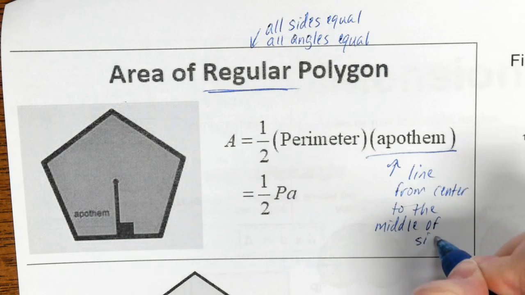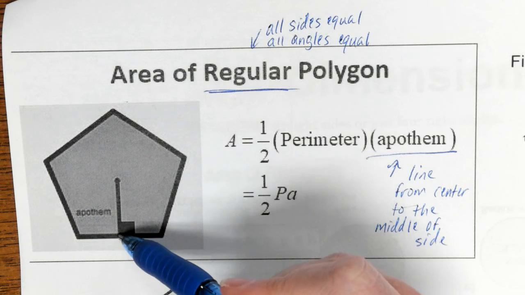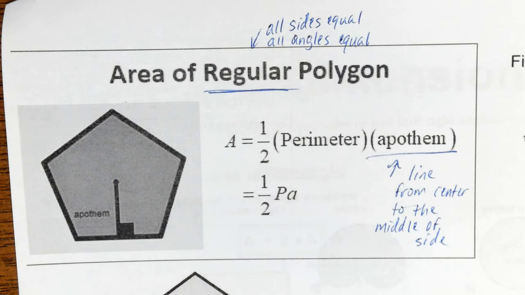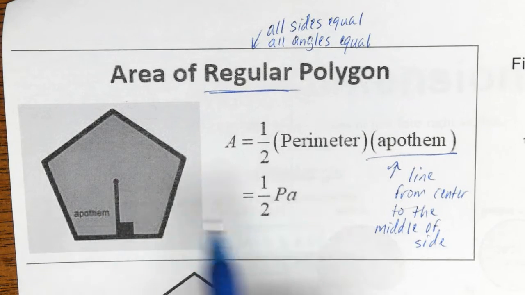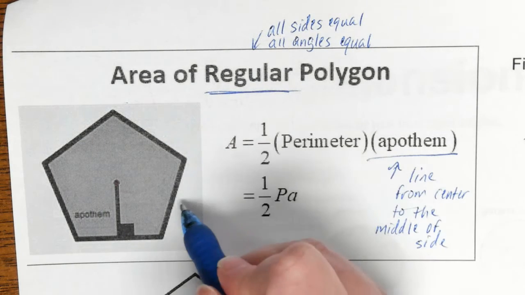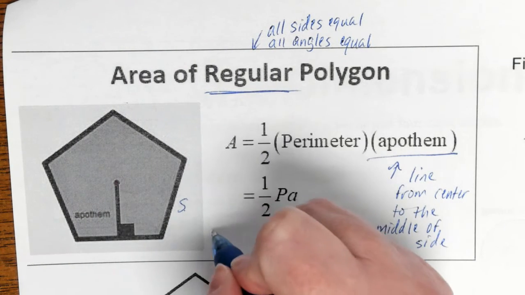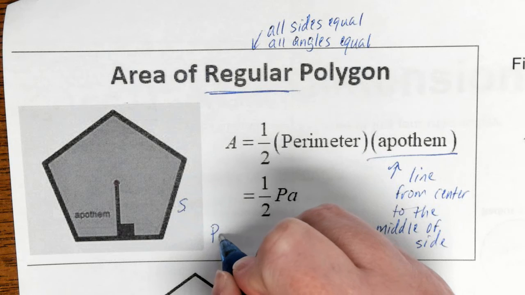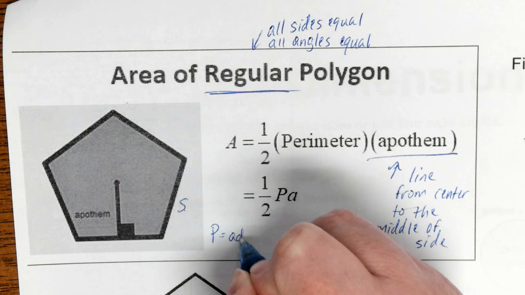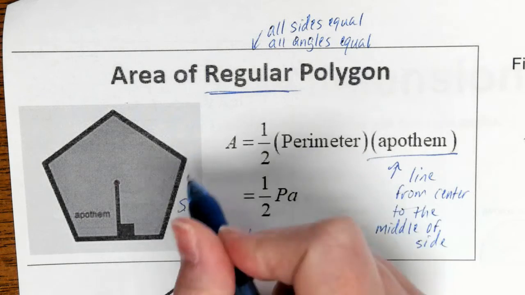So in this picture, they've drawn the apothem for you. It started in the middle and it went to the middle of the side. Okay? So that's all you need, you need a side length and an apothem. Sometimes they'll tell you the perimeter, but sometimes they won't tell you the perimeter. They'll just tell you like this side right here. And then you just got to remember that perimeter, you add up sides. So if they tell you the sides and they're all equal, just add them up.